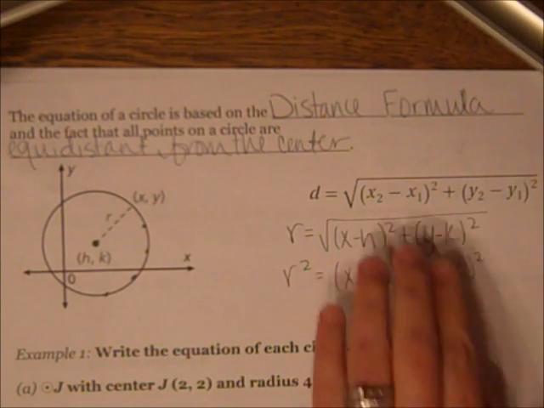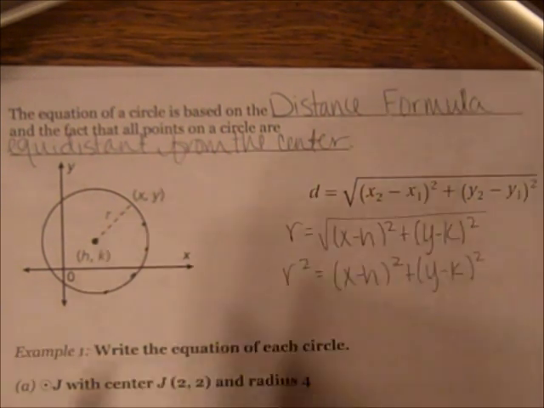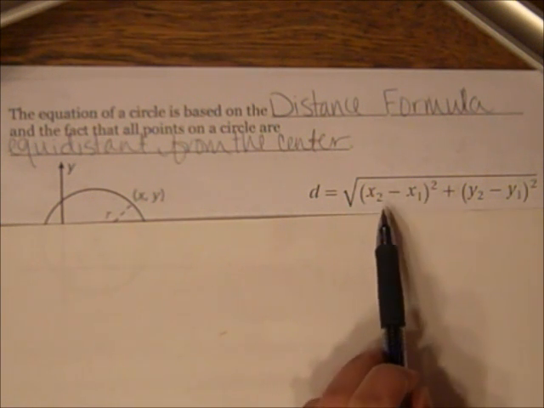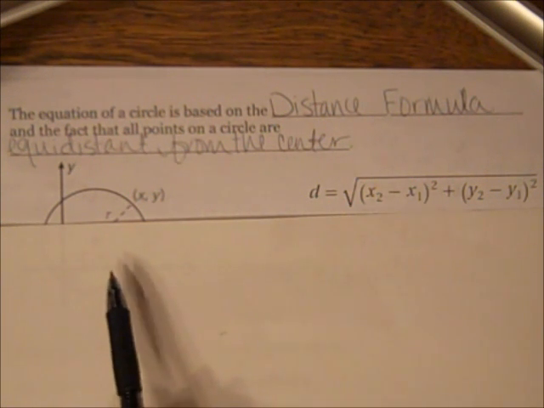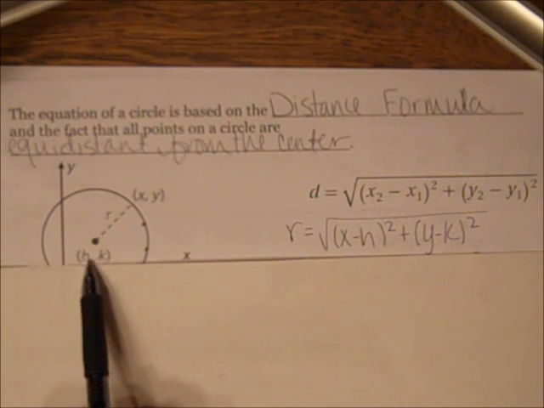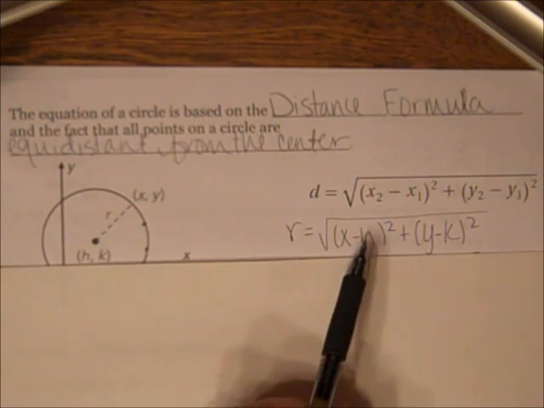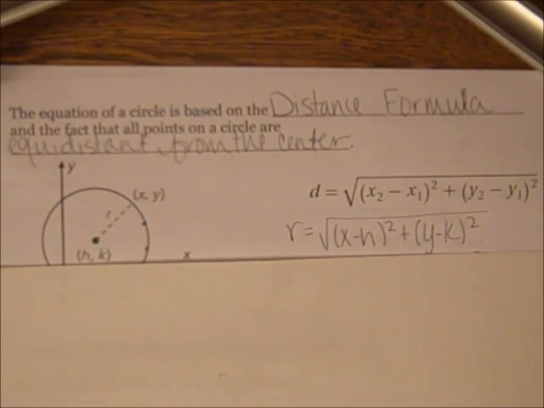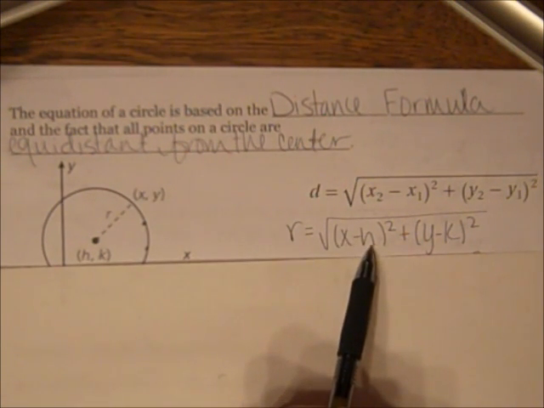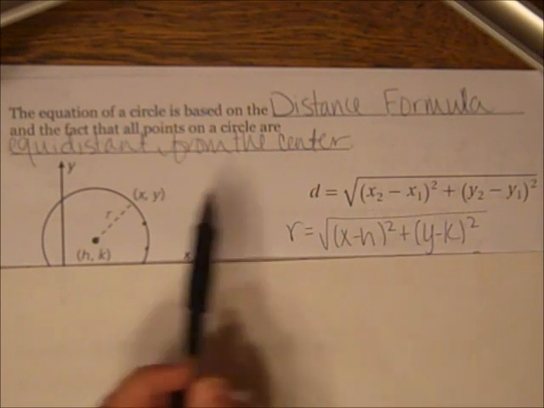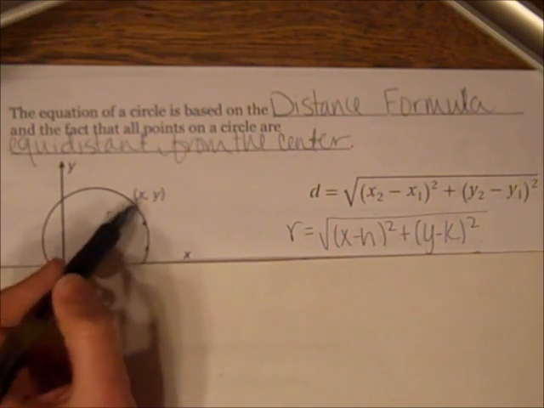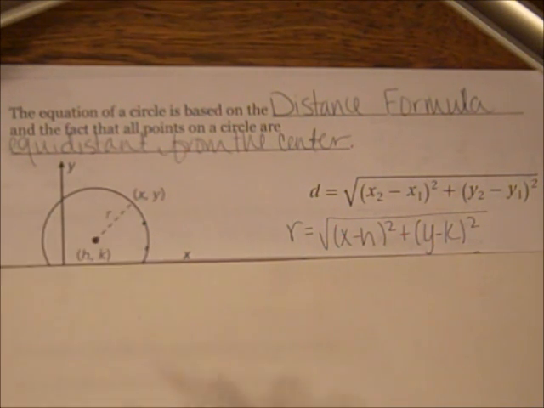So the distance formula is right here. What we're going to do is replace the center, H and K, for one of the X1s and Y1s, and we're going to replace just regular X and Y for the other. So here we have X minus H and Y minus K. And that represents the radius. So this is where the formula comes from.